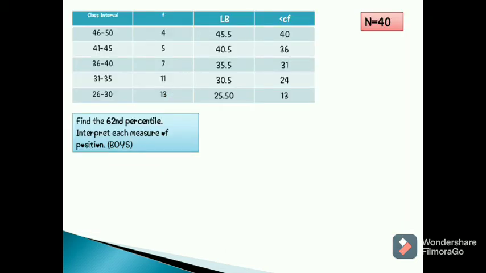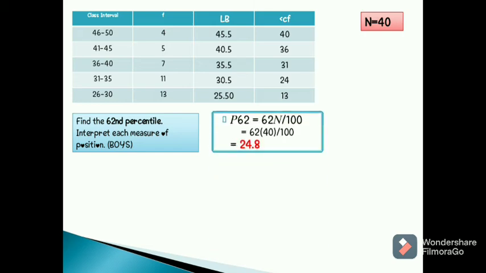So for boys, we are going to find the 62nd percentile. We hold already our lower boundaries, and our less than CF was already here too. And our n is equal to 40. For the 62nd percentile, we are going to find first to which class this 62nd percentile belongs. By using the formula, 62 multiplied by n divided by 100.